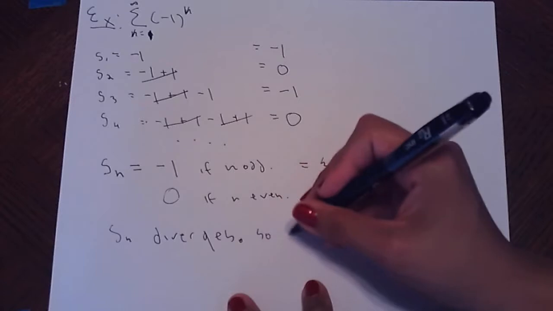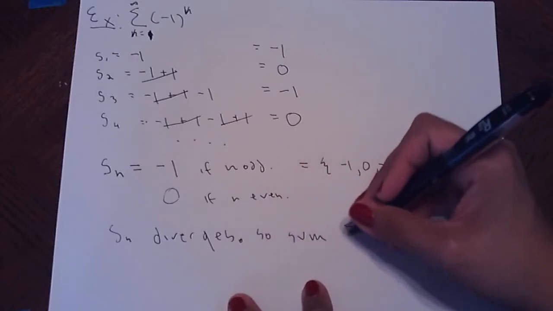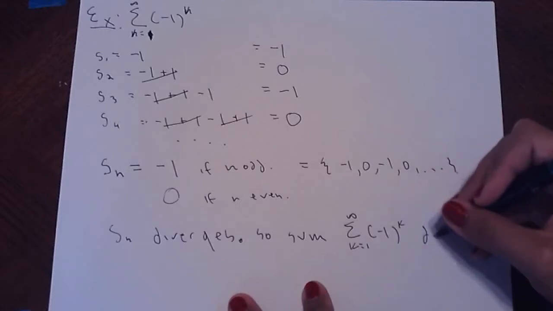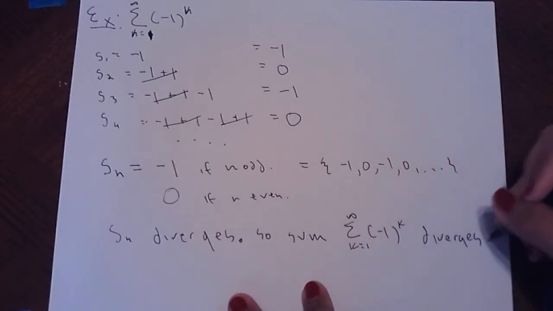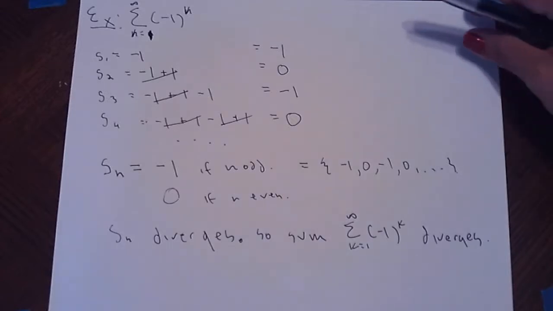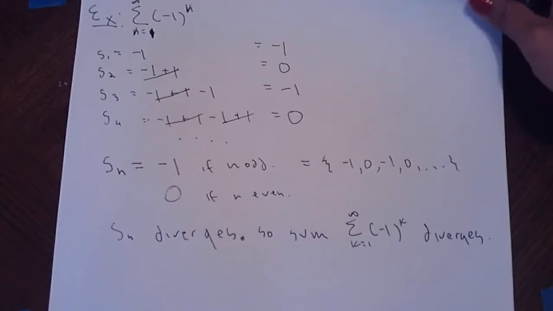That means my sum from k equals 1 to infinity of minus 1 to the k diverges too. This doesn't add up to anything. We were kind of lucky in the previous two cases. We add up this infinite list of numbers and we get something finite back. Like you might expect, that doesn't always converge to something. So my guess is this guy doesn't converge at all.